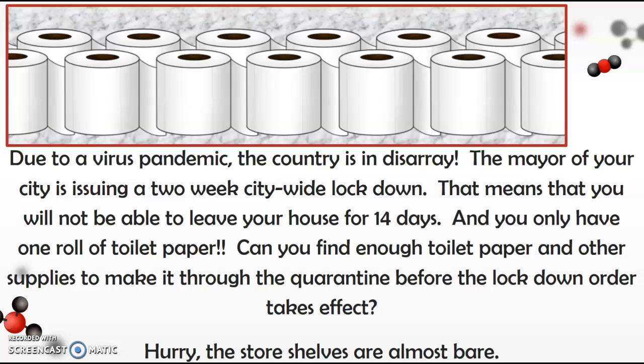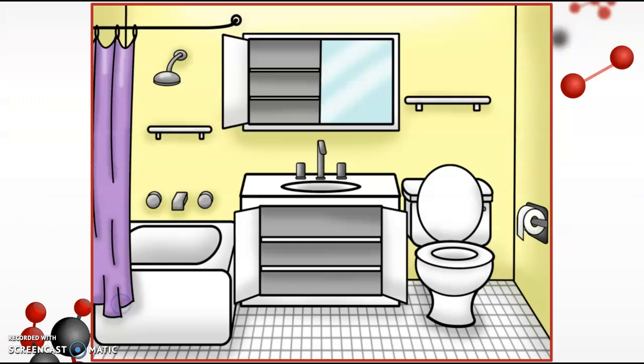Dun dun dun. That means that you will not be able to leave your house for 14 days, and you only have one roll of toilet paper. Can you find enough toilet paper and other supplies to make it through the quarantine before the lockdown order takes effect? Hurry! The store shelves are almost bare.